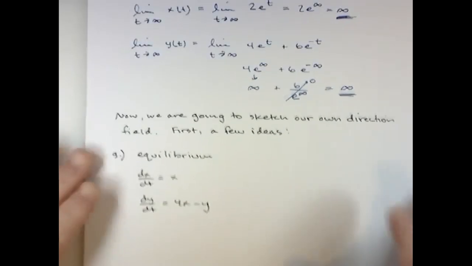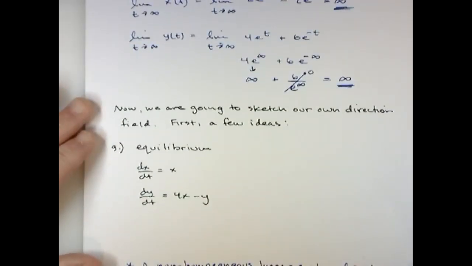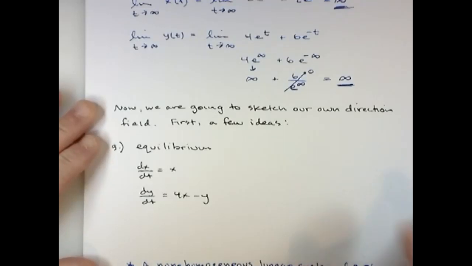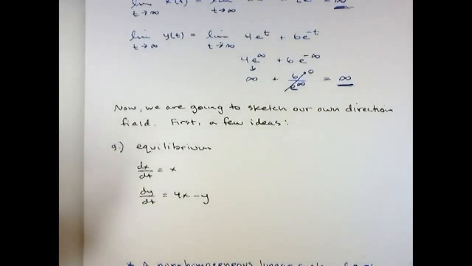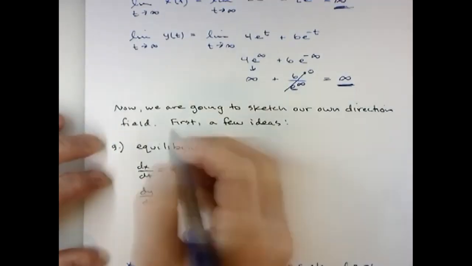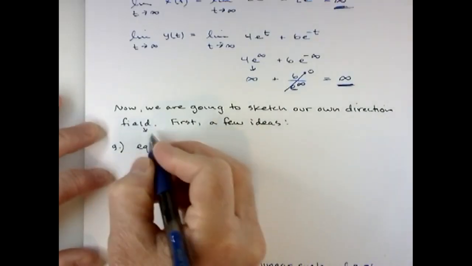Okay. Now we're going to take this a little bit further. Last time, after I finished the problem, I gave you a computer-generated direction field or phase plane. The other name for a direction field is a phase plane.